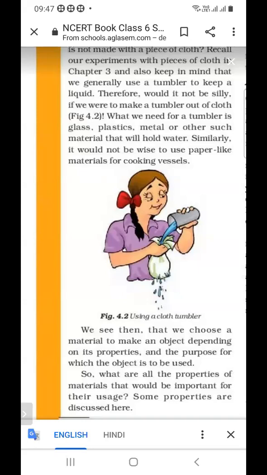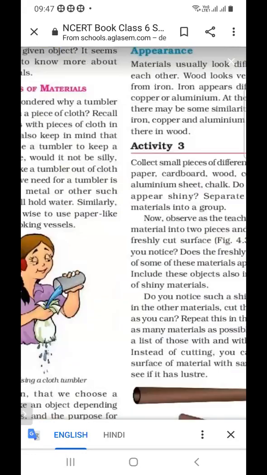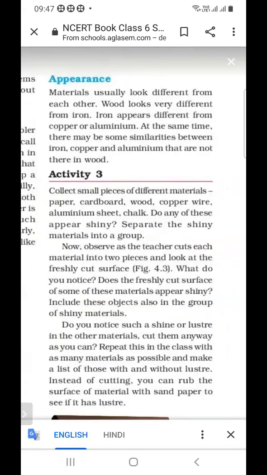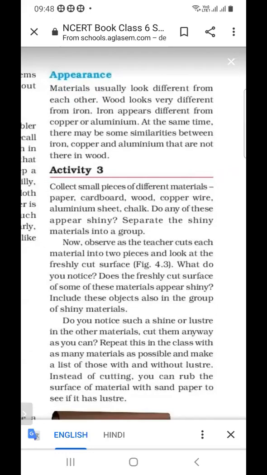So what are the properties of material that would be important for their usage? First property is appearance. Appearance means there are two types of objects. First is lustrous objects and second is non-lustrous objects. What do you mean by lustrous objects? The objects which shine are called lustrous objects and the objects which do not shine are called non-lustrous objects. So this is the appearance.